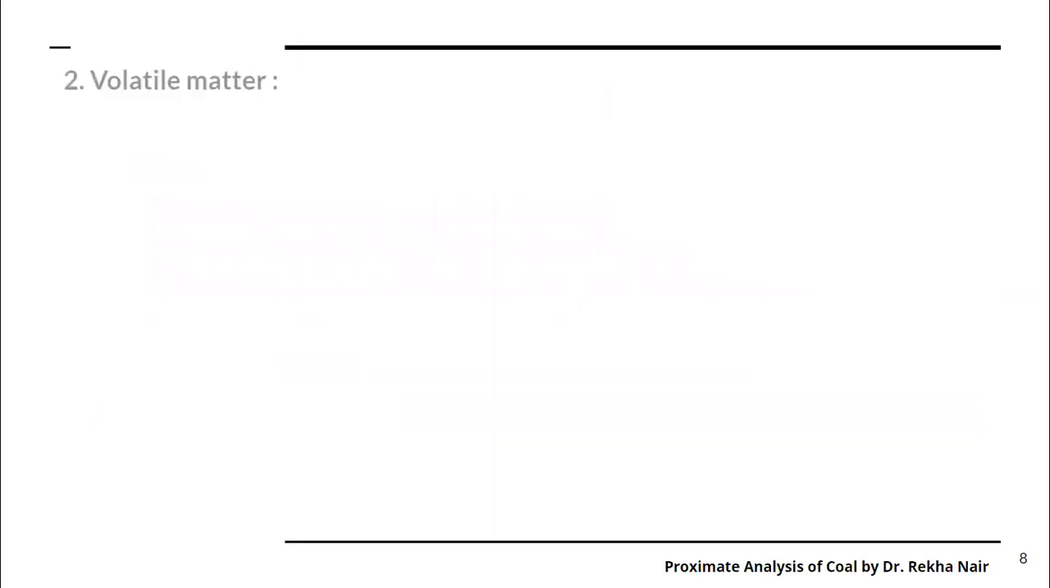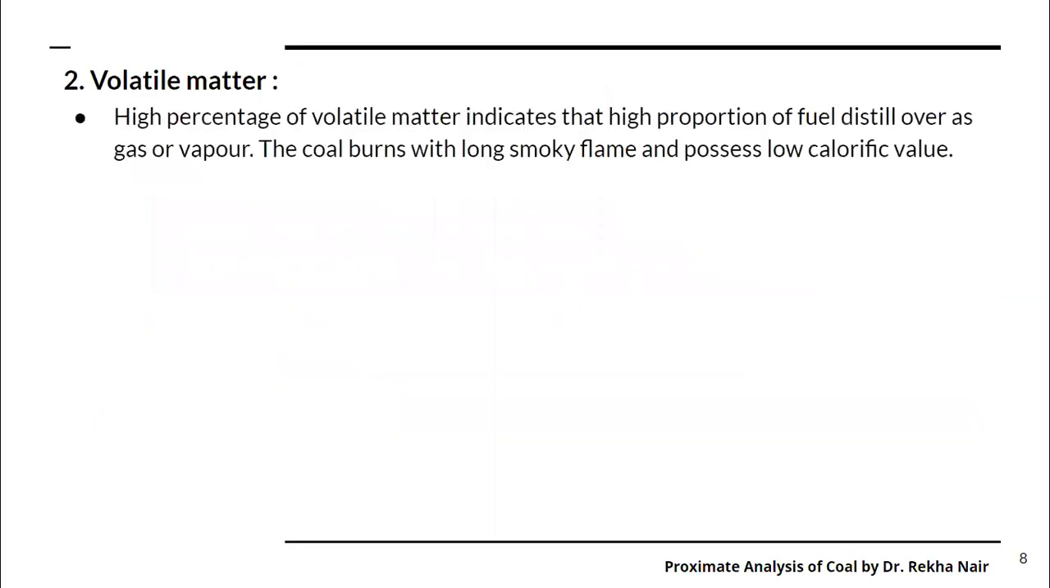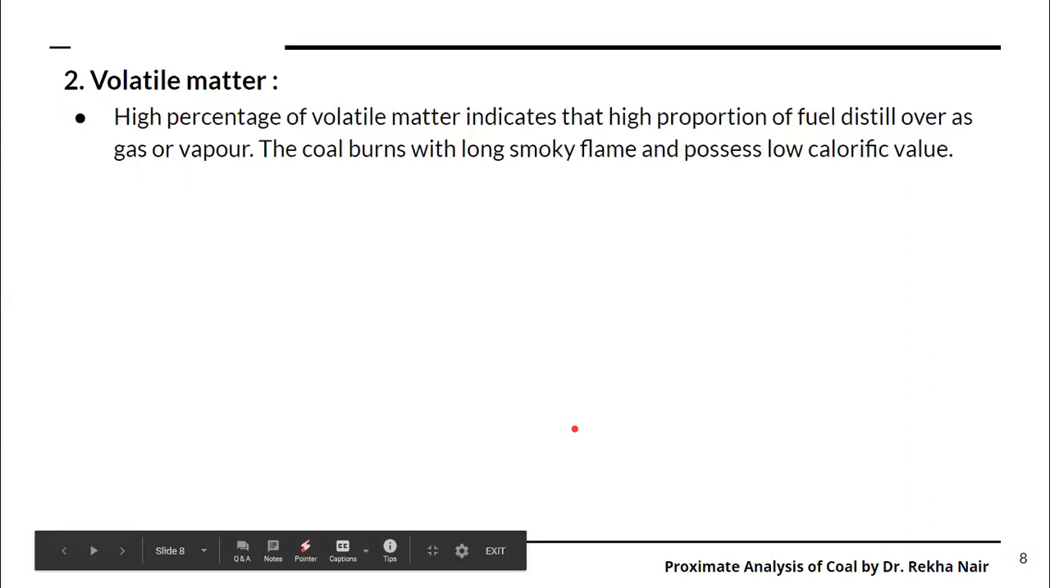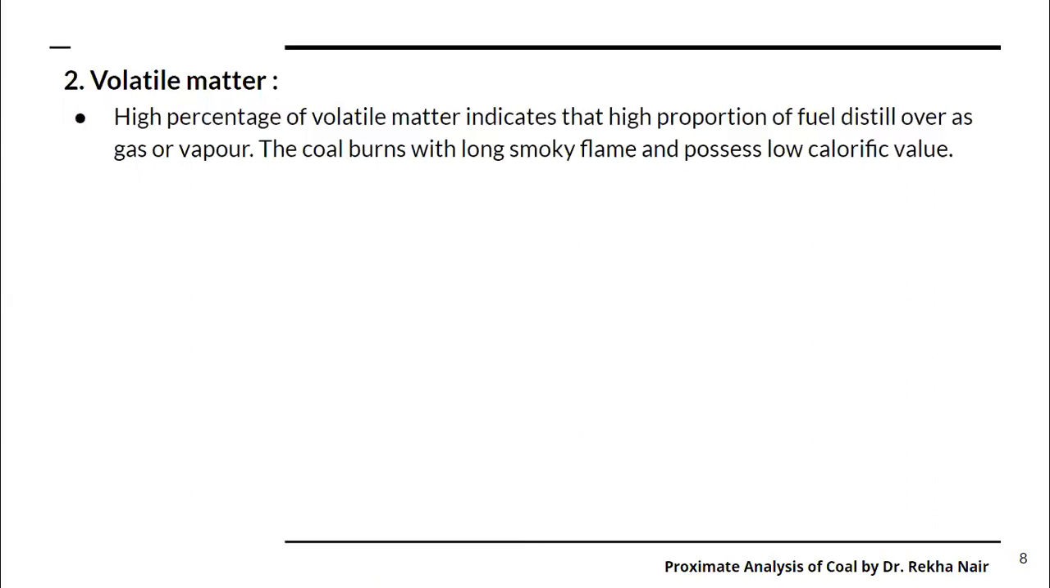So next is volatile matter. So let us discuss how volatile matter contributes. A high percentage of volatile matter means that there is a high proportion of fuel distilling over as gas or vapor. So more gas or vapor will be formed, and the coal will burn with a long smoky flame, and it will possess low calorific value. So from this itself, it is clear that volatile matter should be lesser for a better quality of coal.